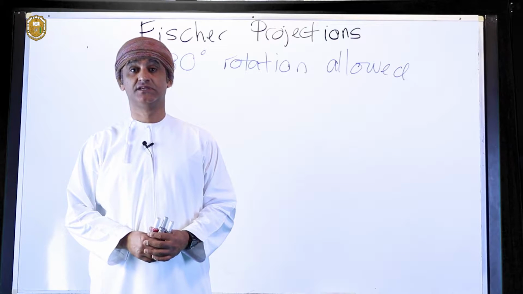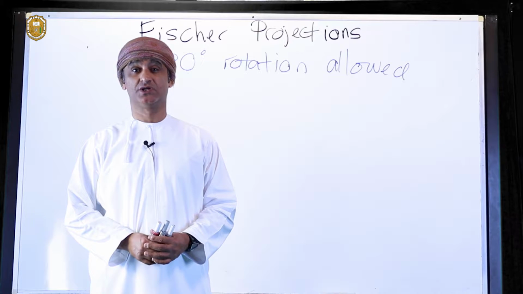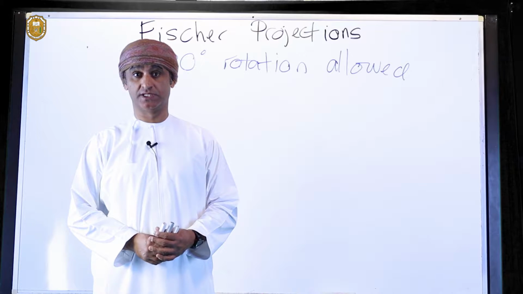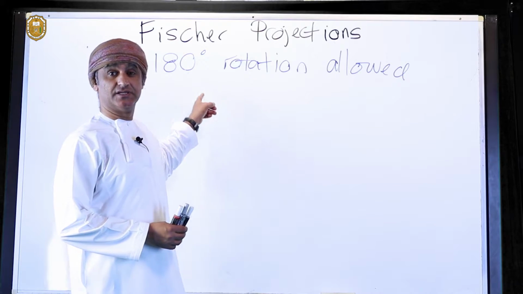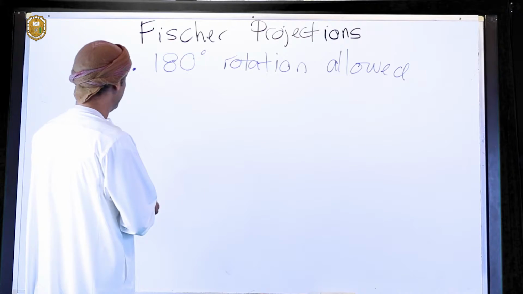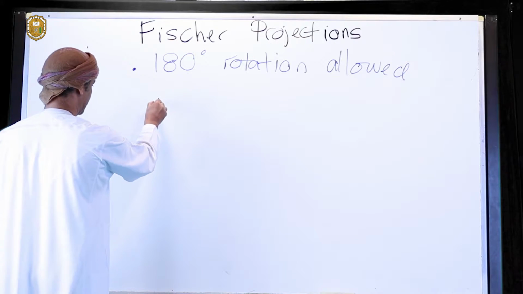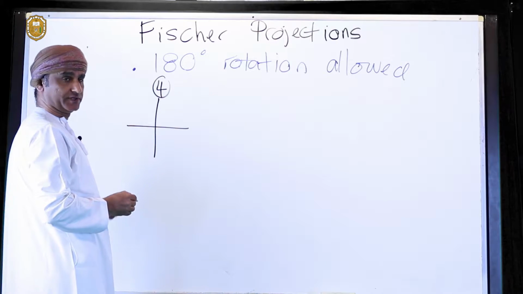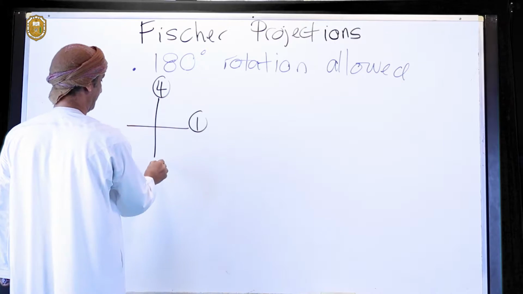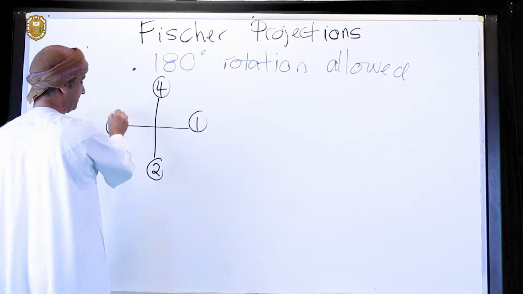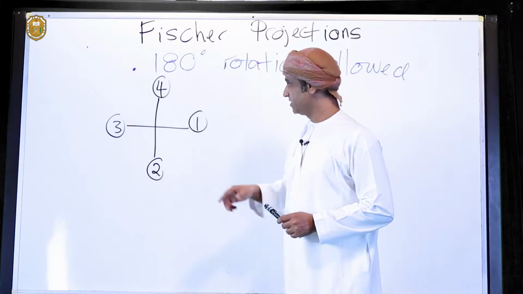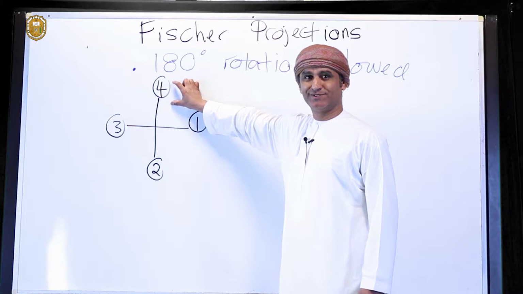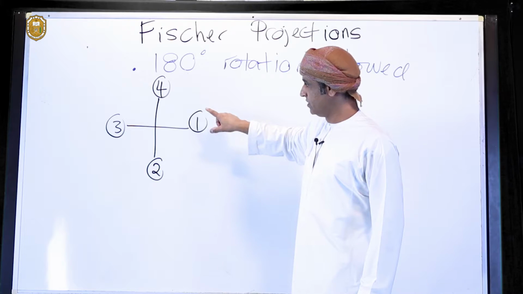We now know that a 90-degree rotation in Fischer projections is not allowed because it results in change of the absolute configuration. What about 180-degree rotation? Let's see. If we begin with something like this, where the lowest priority group, for example, is at the top, and then we have 1, 2, and 3. So this is a Fischer projection. And of course, remember, these numbers reflect priority. So 4 is the lowest priority group, and it is at the top.